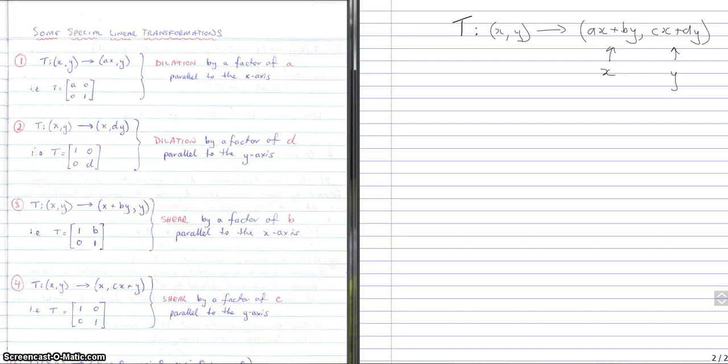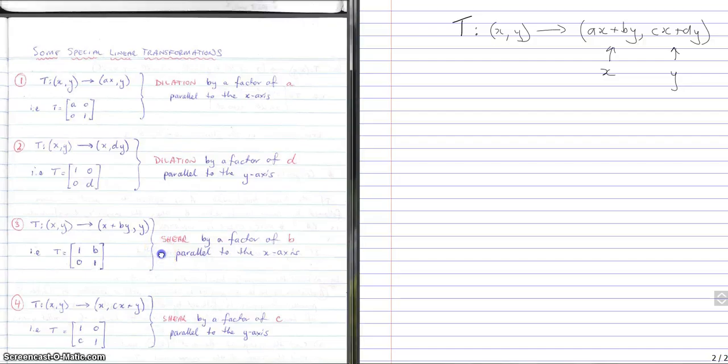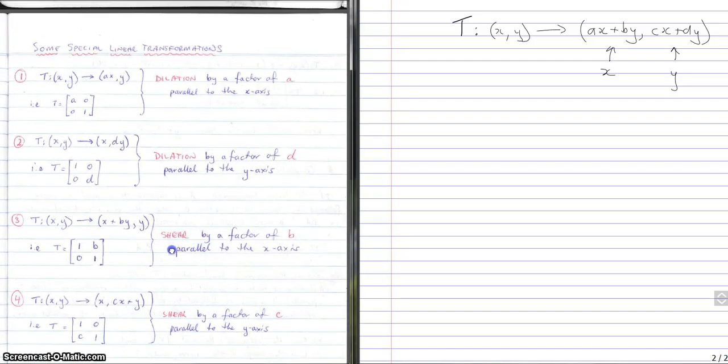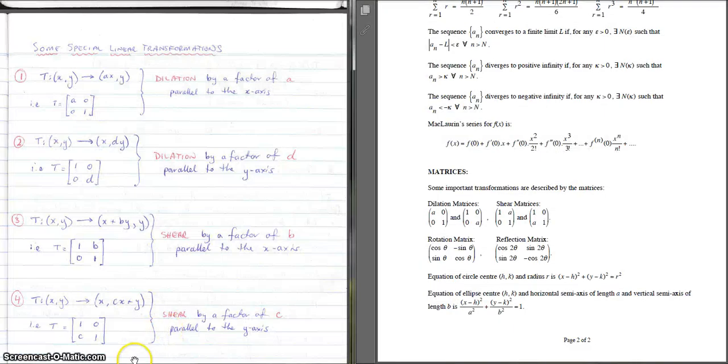What we're going to look at now are some special linear transformations. First of all, just looking at dilation and shear transformations. And then there are others as well, rotation and reflection, but we'll just look at these four to start with. You'll notice if you have your information sheet, this is our relevant part for matrices, and you've got here your dilation matrices and shear matrices, rotation and reflection matrices.